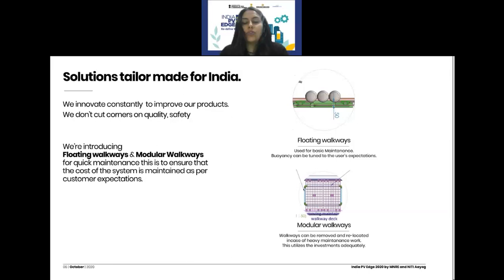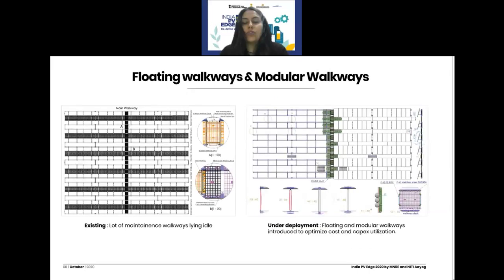We've come up with floating walkways, as compared to all competitors having still walkways. We also have modular walkways, which are basically walkways that you can physically pick up and relocate as per your use for heavy maintenance work. And with this, we've been able to really reduce the number of walkways in our system. Can you go to the next page, please?